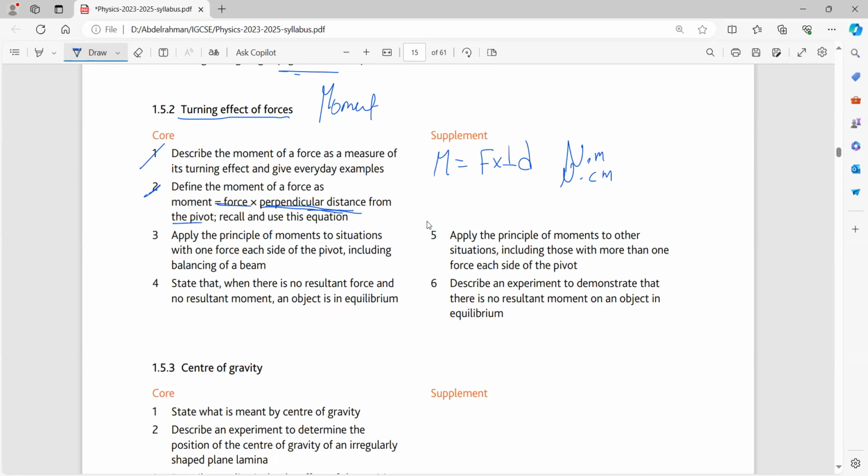The principle of moments. What's the principle of moments? Basically, when we said in equilibrium, there was no resultant force and no resultant moment. Clockwise moment equals the anti-clockwise moment. Okay?